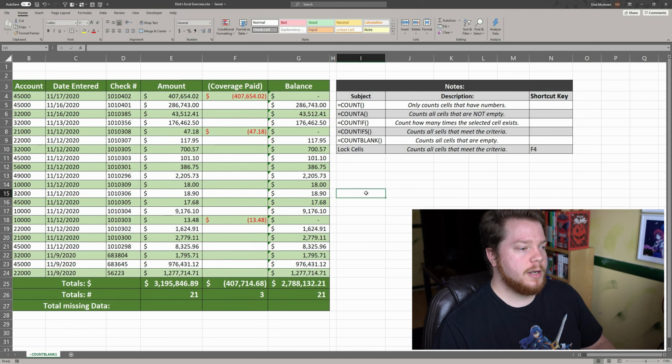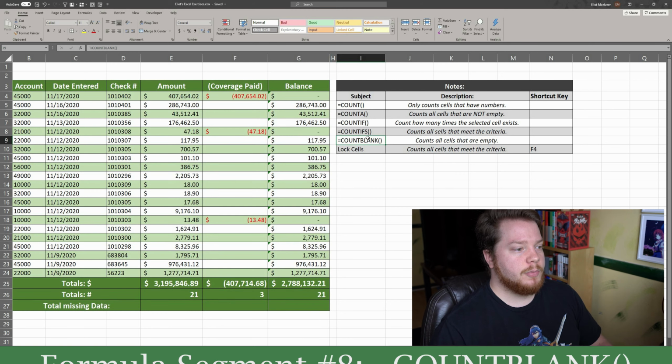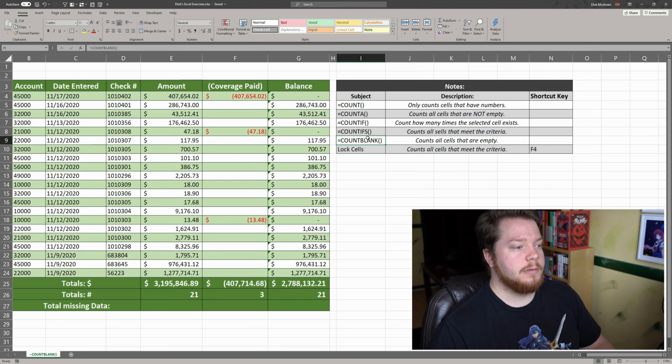Today we will be talking about the COUNTBLANK formula. This formula counts all cells that are empty. As you notice, it's probably comparable to the COUNTA. It's essentially the opposite. Instead of counting all cells that are not empty, it counts all cells that are.